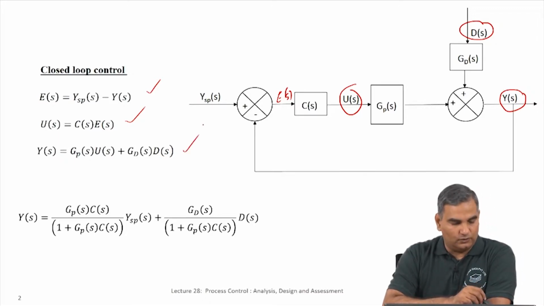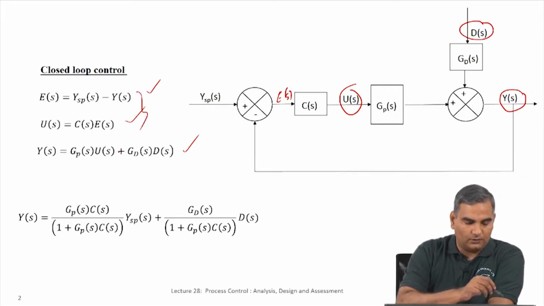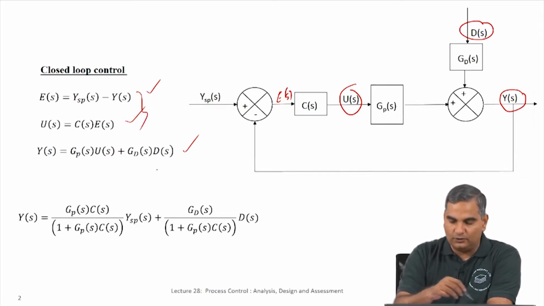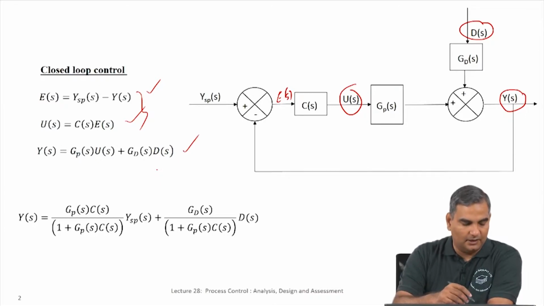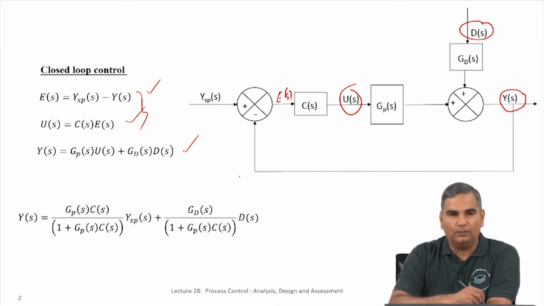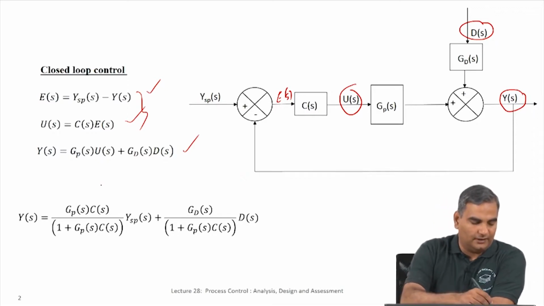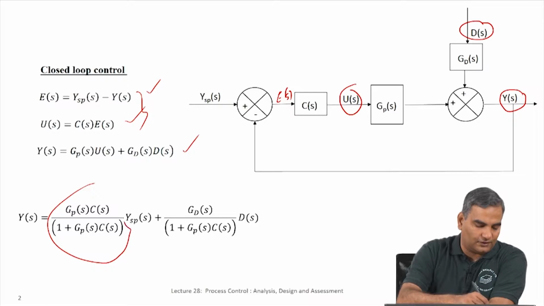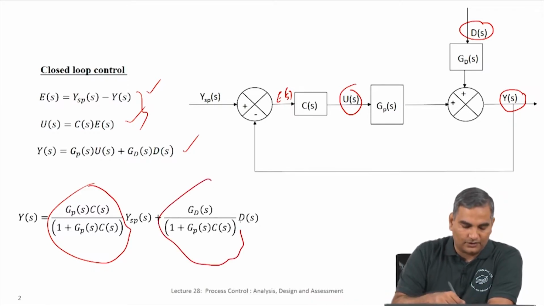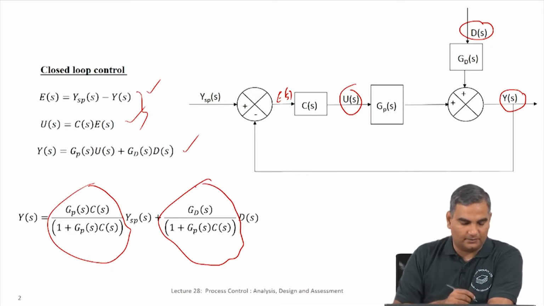Now, from these two equations you can write u of s as a function of the controller and set point, and then do some algebraic manipulation, and you will basically derive what happens in closed loop. And we see that in closed loop I have this transfer function which is related to the servo control, and this transfer function which is related to the disturbance control.